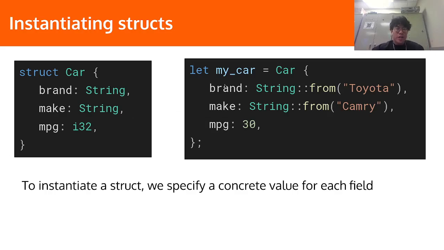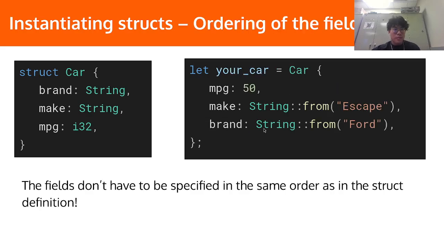When we actually instantiate a struct, it's called making an instance of a struct. For example here, I create a new variable called myCar using the Car struct that we defined earlier. Then we can define each field with concrete values. The brand can be Toyota, the make is Camry, the miles per gallon is 30. Since the fields are named brand, make, MPG, they don't have to be specified in the same order as when we defined the struct. We defined it as brand, make, MPG, but when you instantiate the struct, you can do MPG, make, brand, or any other ordering as long as the name is consistent with the value that you want to give to it.